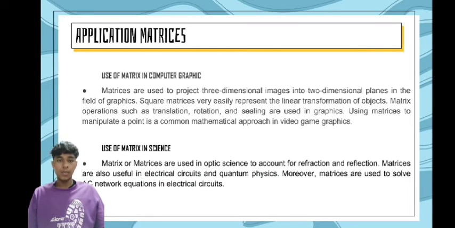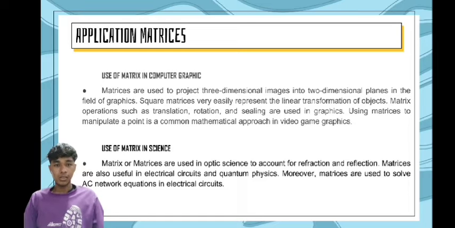Application of matrix. Matrix can be used in computer graphics. Matrices are used to project 3-dimensional images onto a 2-dimensional plane in the field of graphics. Square matrices very easily represent the linear transformation of objects. Matrix operations such as translation, rotation, and scaling are used in graphics. Using matrix to manipulate a point is a common mathematical approach in video game graphics.